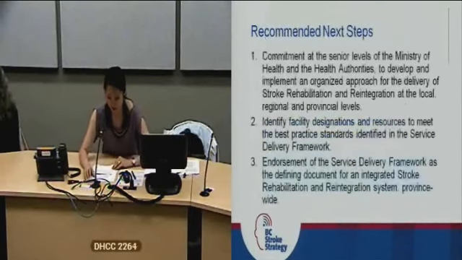In terms of recommended next steps, we are going to need some commitment from the Ministry of Health and the health authorities to establish a stroke system to allow these best practices to take place. Each facility will then need to identify their own role, see where they would like to fit in terms of the continuum, and partner with each other to share resources. It's our hope that this service delivery framework will be endorsed by the Ministry of Health and the Health Authority as a defining document for integration of stroke rehab and reintegration system in the province.